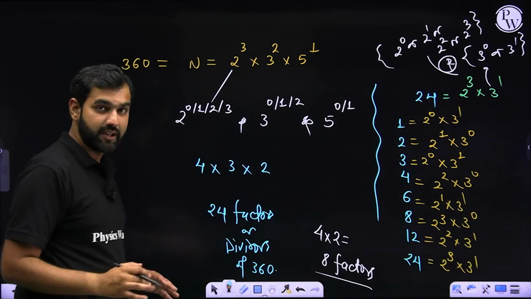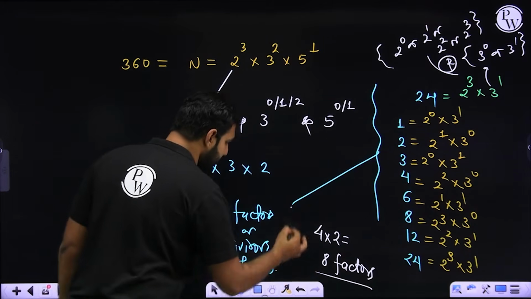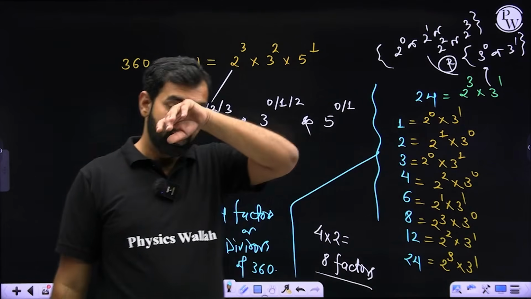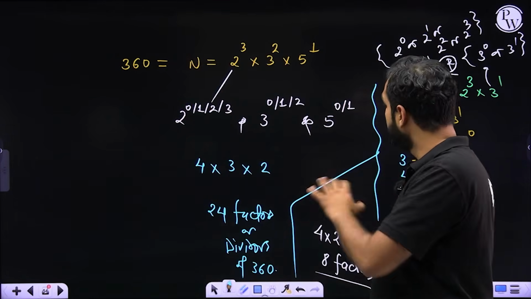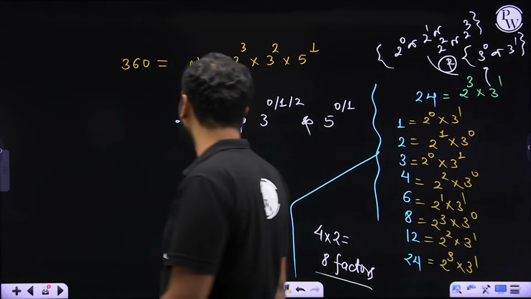So you need not actually calculate them. You could directly state that yes, there will be 24 numbers which will divide 360, including 1 and 360 itself. Did you understand the whole approach? If I were to give you a formula, the formula is pretty simple.